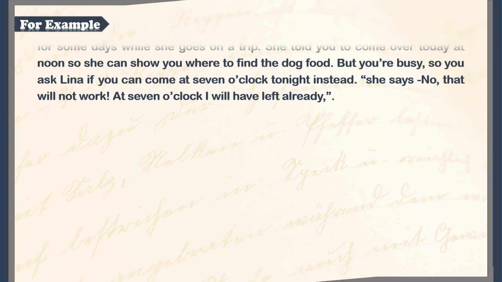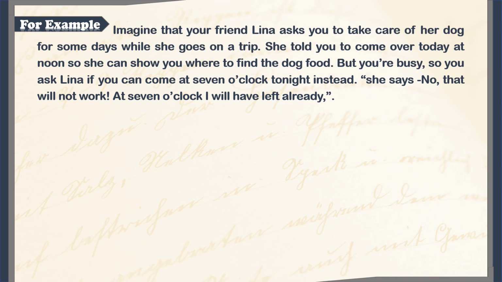For example, imagine that your friend Lena asks you to take care of her dog for some days while she goes on a trip. She told you to come over today at noon so she can show you where to find the dog food, but you are busy. So you ask Lena if you can come at 7 o'clock tonight instead. She says, no, that will not work. At 7 o'clock, I will have left already.